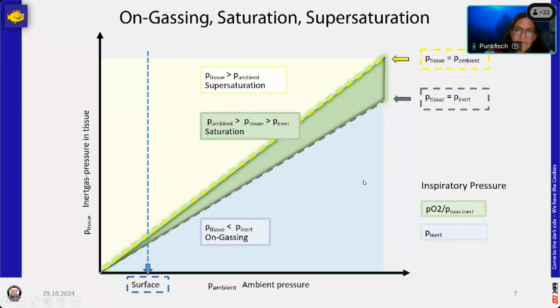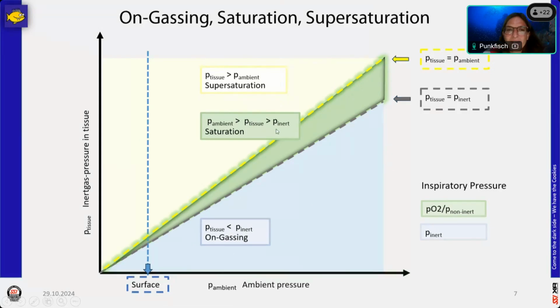So we have a time during the dive when we are at depth where the tissues are on-gassing. When the pressure of the inert gas that we are breathing is higher than the pressure of this gas in our tissue, the tissue takes up inert gas, it is on-gassing.